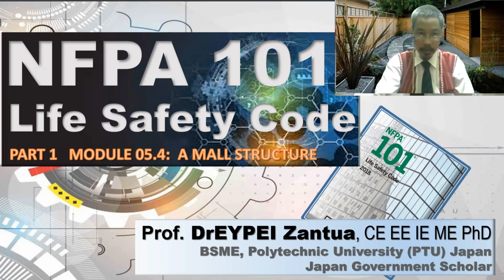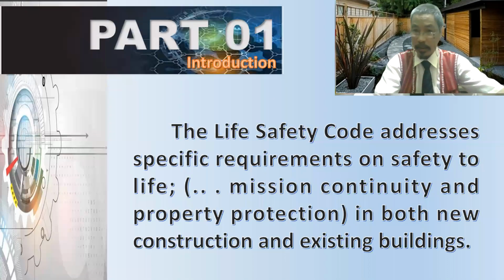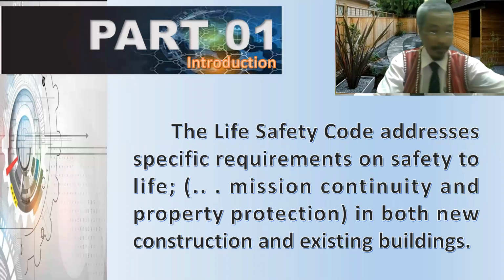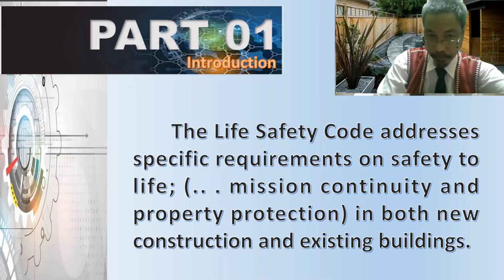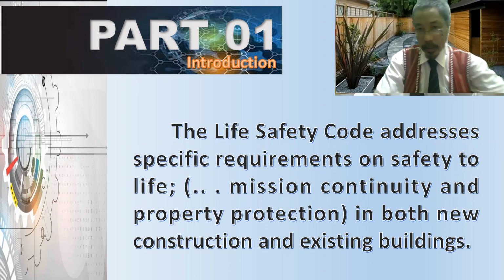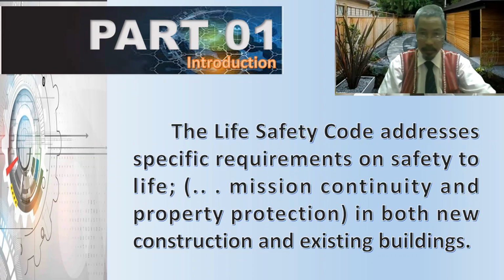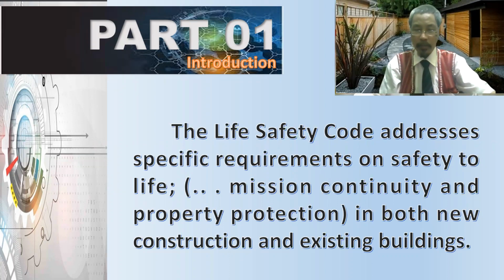So this is again NFPA 101, the Life Safety Code. In this example, we are going to look at a mall structure. So part 1, introduction. The objective that the Life Safety Code addresses is the requirements on safety to life, mission continuity, and property protection in both new and existing buildings.